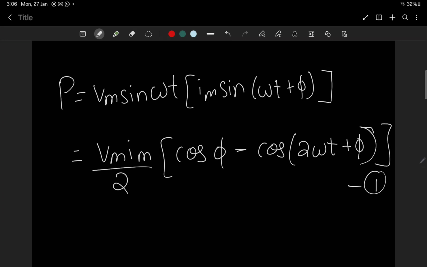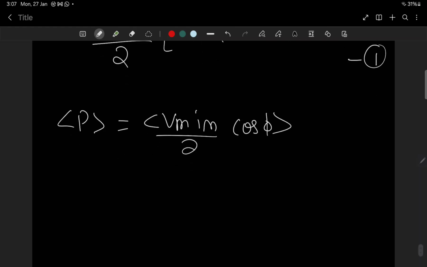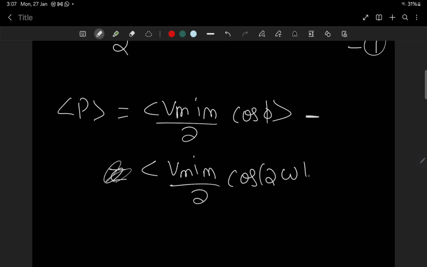Okay, 2 omega t plus phi, that is sin A sin B equal to what? Sin A sin B equal to cos A minus B minus cos A plus B by 2. So from there average power is equal to what? Vm Im by 2 cos phi, that is Vm Im by 2 cos 2 omega t plus phi.